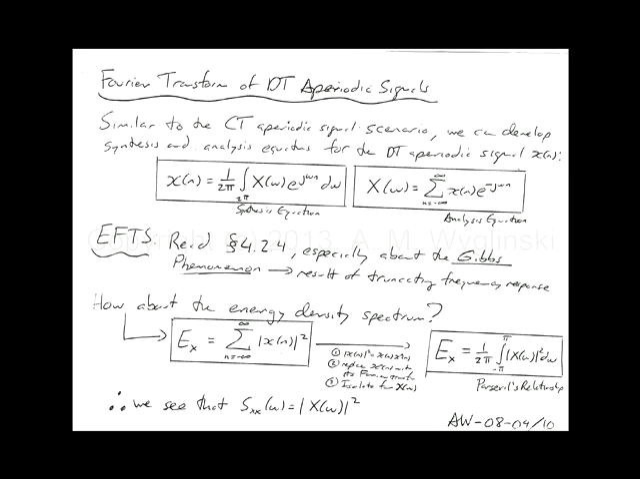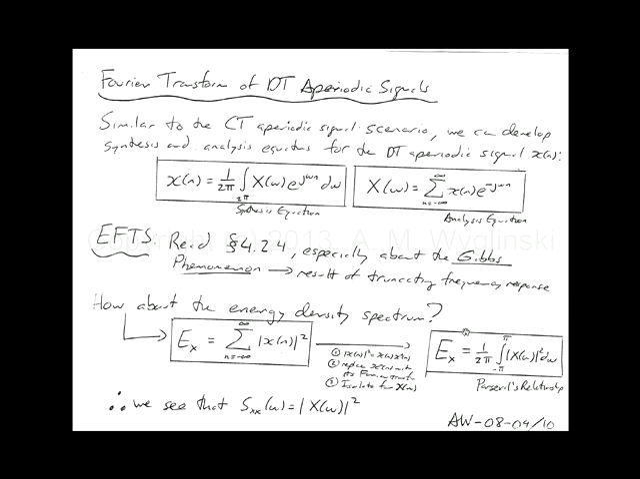And then the synthesis equation, again, the exact same thing as before, but we take the integral across the frequency contributions across 2 pi, with e to the j omega n, and normalize it by 2 pi in order to give us x of n. And then the energy spectrum, here's Parseval's relationship again, the power spectral density, or energy spectral density, is the magnitude squared of the frequency response, X of omega.